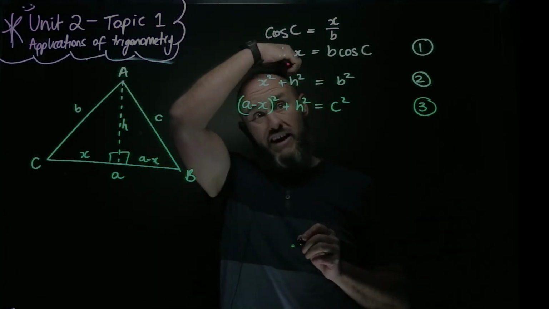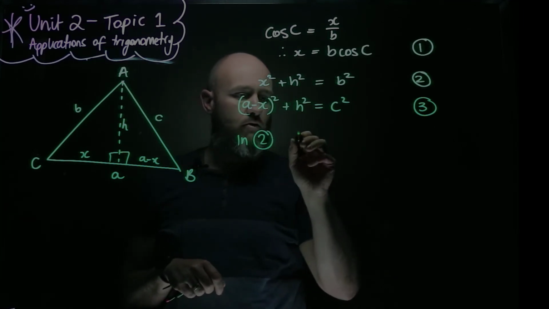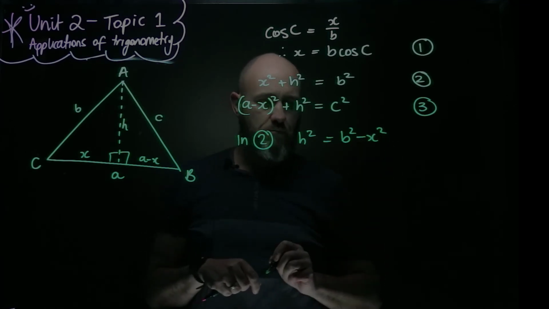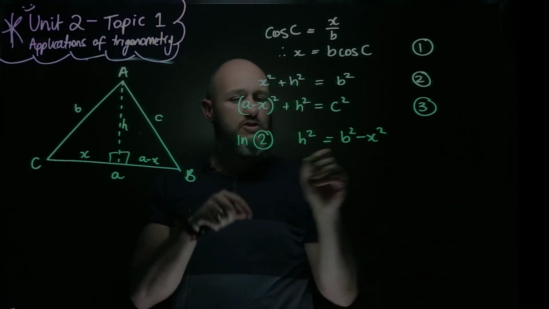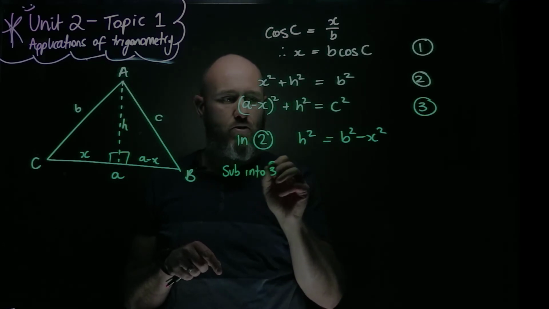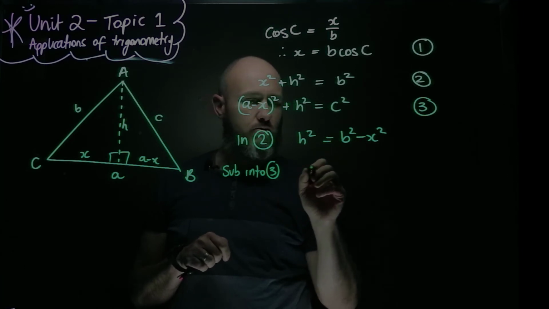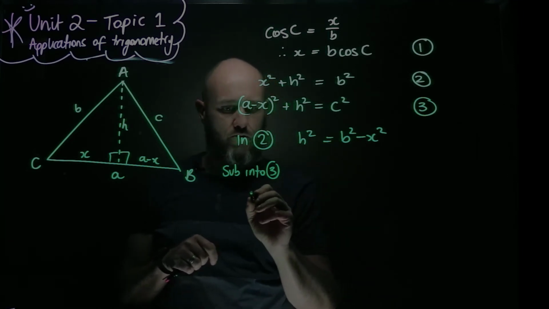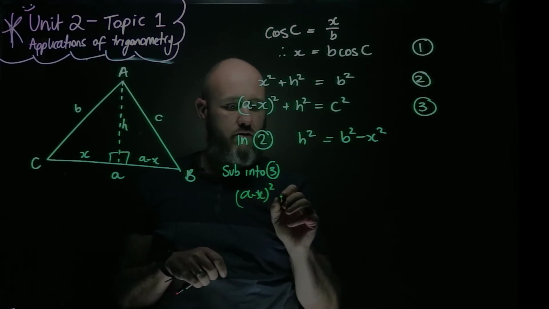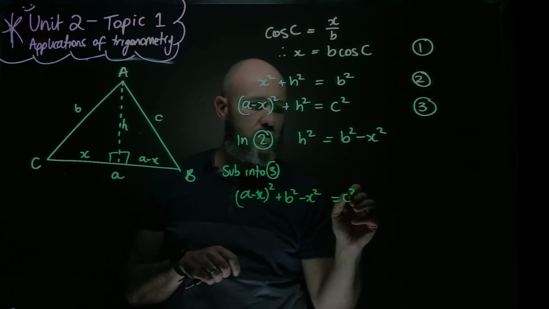Now I want to eliminate that h, so in equation number 2, I'm going to rewrite it as h squared equals b squared minus x squared. And then I'm going to sub into equation number 3, and that will give me A minus x squared plus b squared minus x squared equals c squared.